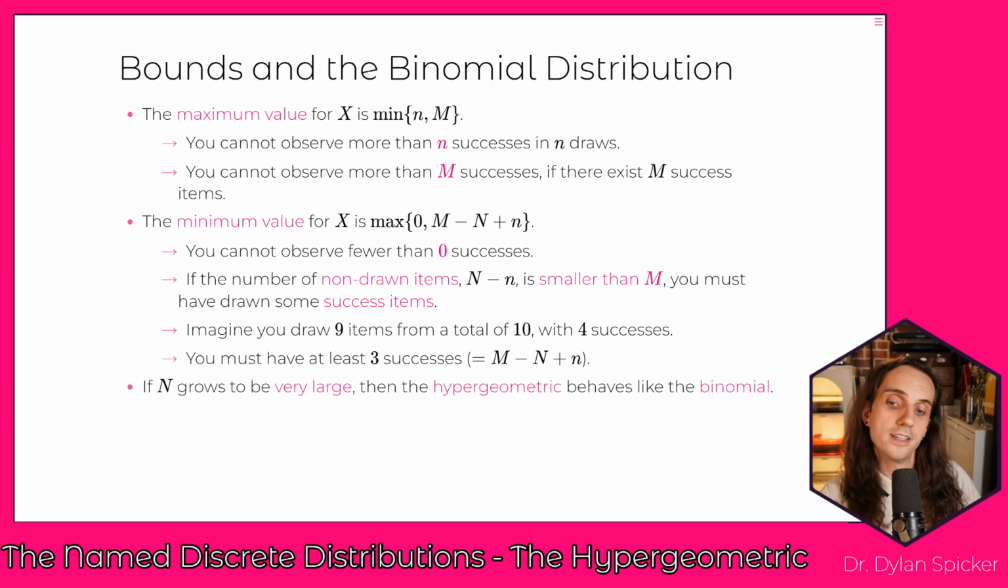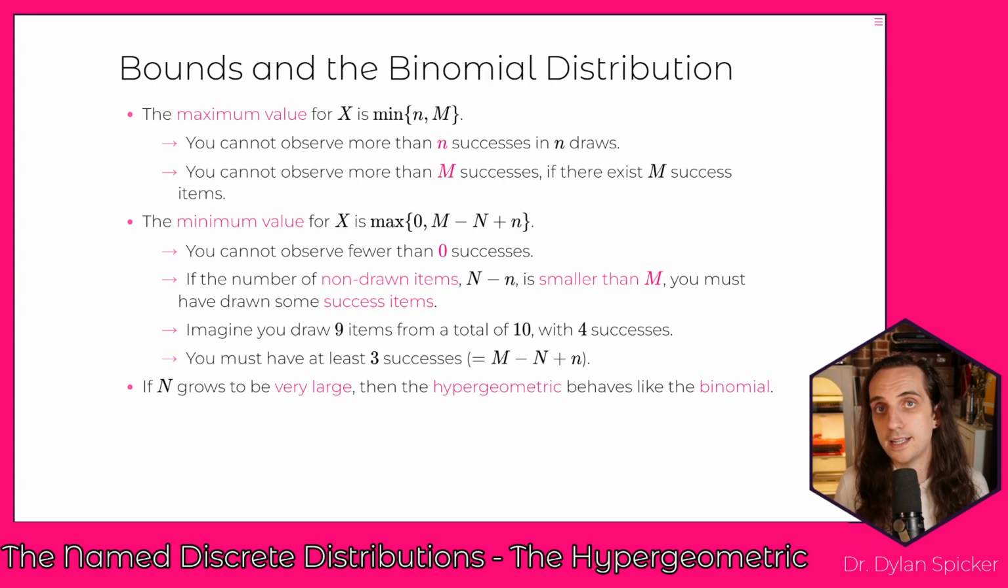Now, the other thing to point out is that if n grows very, very large, then the hypergeometric behaves like the binomial. So we think about the binomial as counting the number of successes in a set number of trials where the success probability is constant. When we do sampling without replacement, our success probability changes after each draw, right? Because the population size is changing, the number of success items remaining is changing, and so we have a non-constant probability.